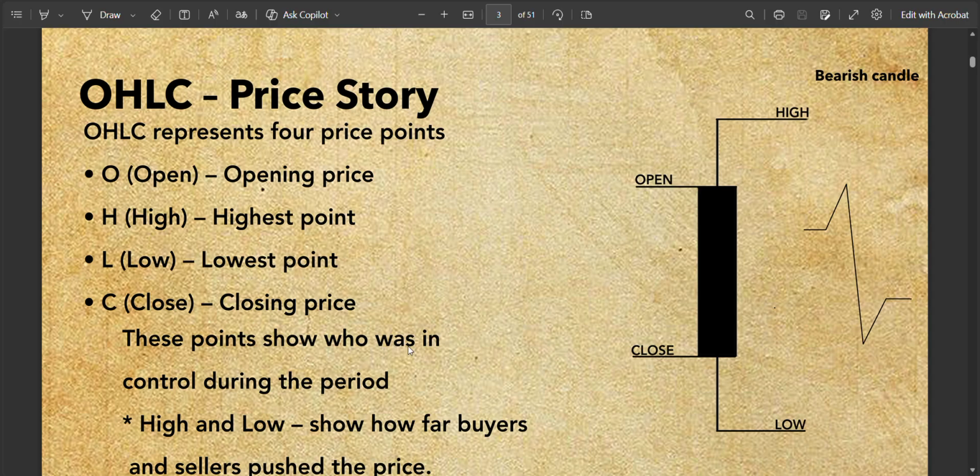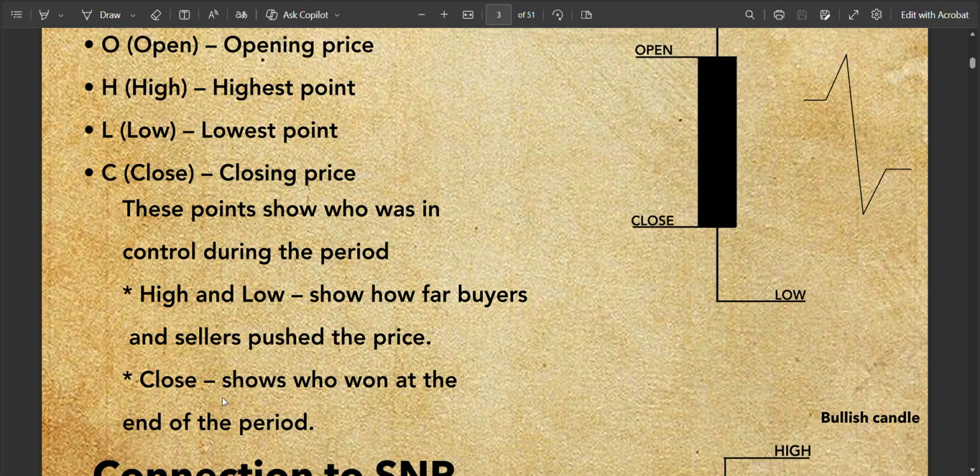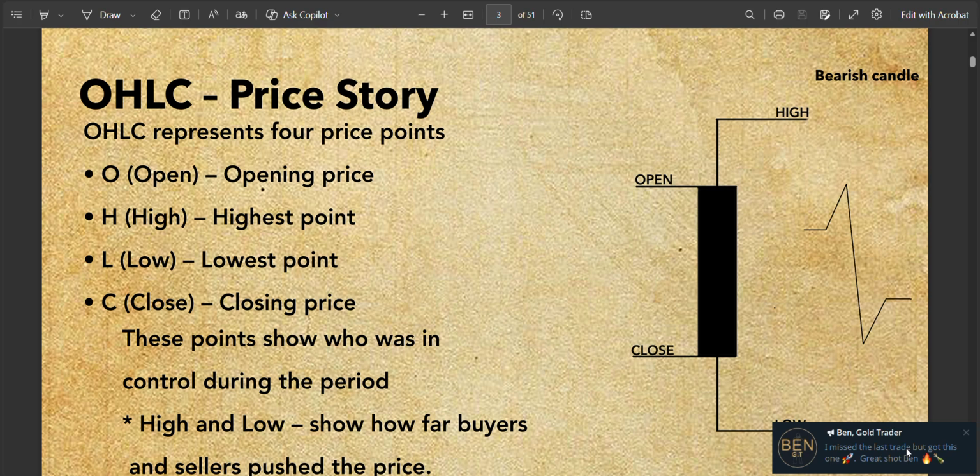These points show you who was in control during the period, and the high and low show how far buyers and sellers pushed the price. The close shows who won at the end of the period. As you see these candles here, this is the bearish candle. The bearish candle shows the high, the wick, the open price, closing price, and low. So the market opens here, goes high, then drops down low, then comes and closes at this point.